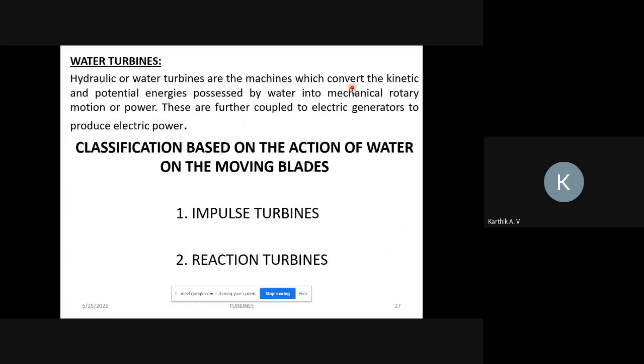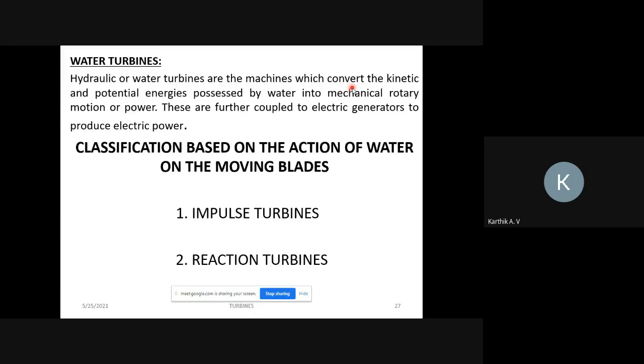Next we'll see the turbines. I already explained what a turbine is. Can you tell me what a turbine is? Anyone? Turbine means what? What is the use of a turbine?